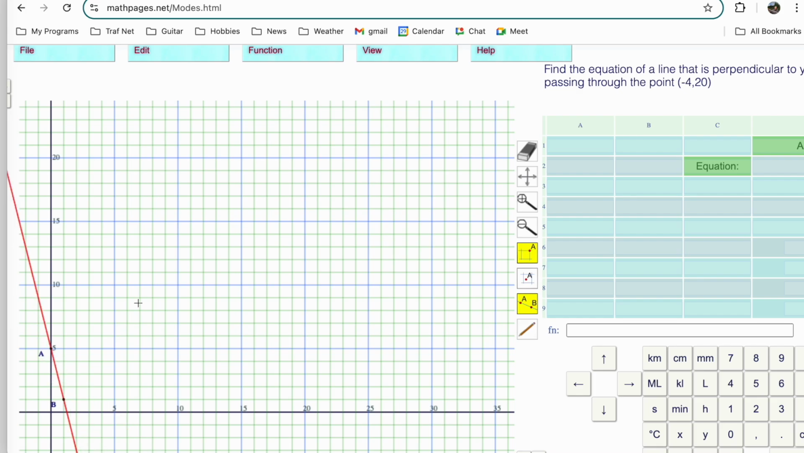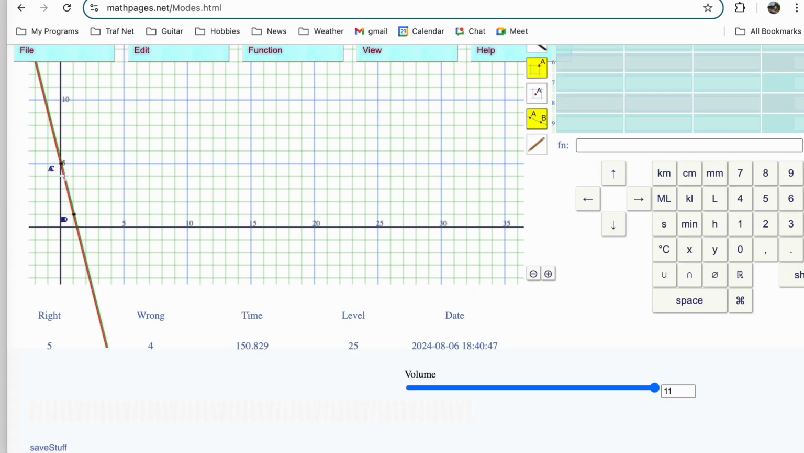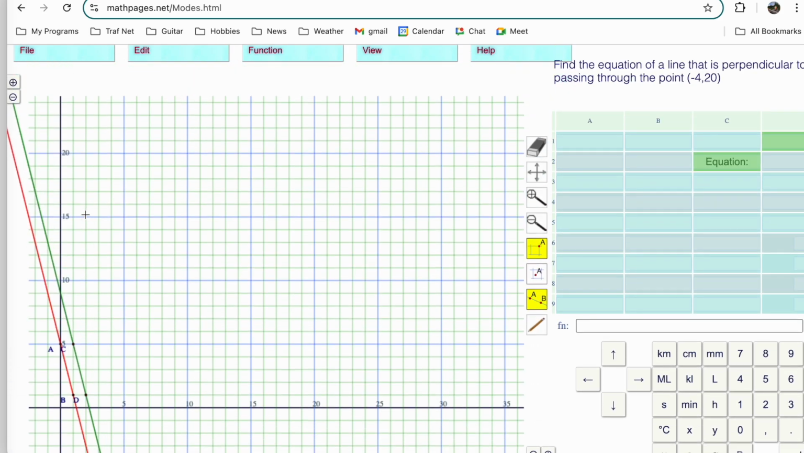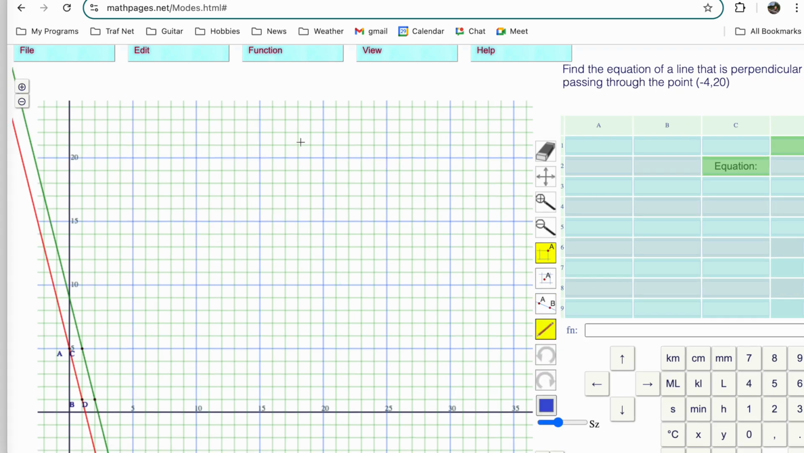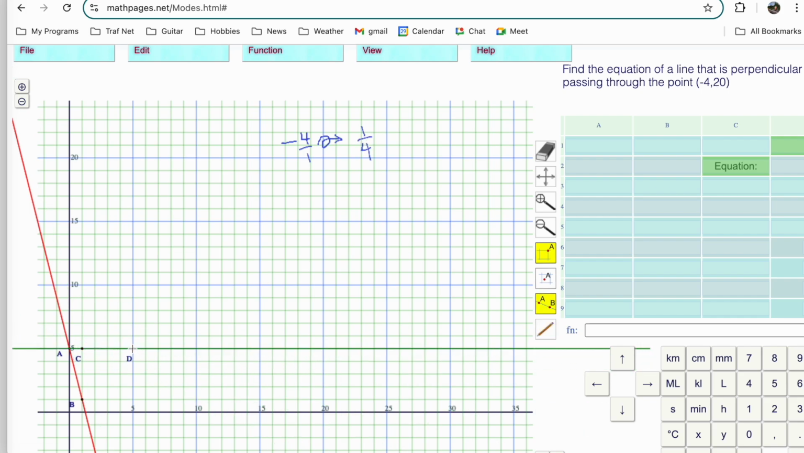1, 2, 3, 4. A line that is perpendicular to that is going to have a slope that is the negative reciprocal of negative 4. Instead of being negative 4 over 1, it's going to flip and it's going to change sign. It's going to become positive 1 over 4. The delta x is 4 and the delta y is 1. Notice these lines are perpendicular.